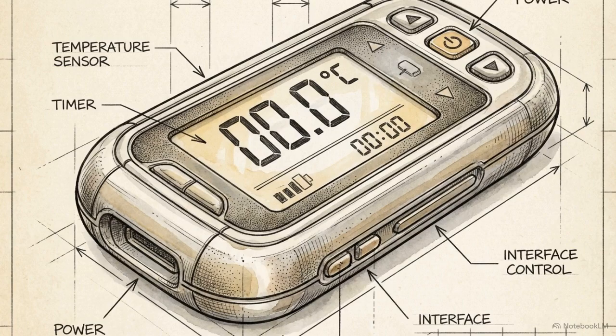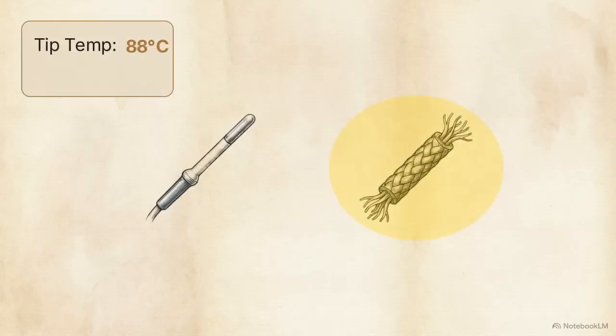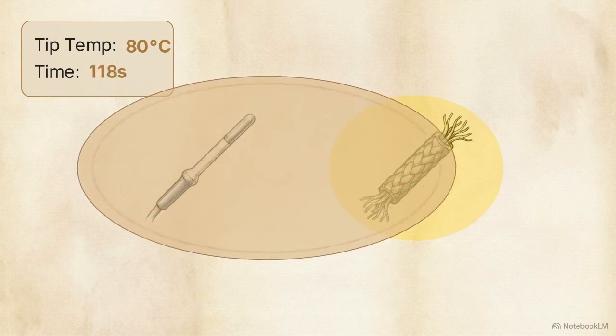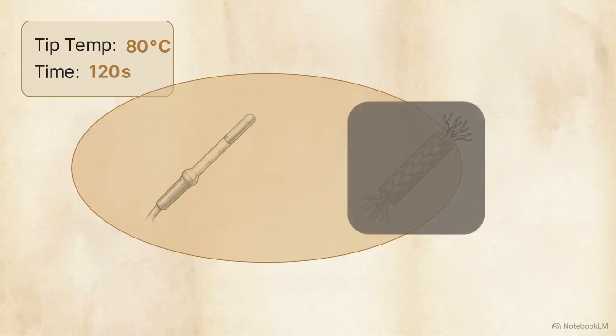However, physically touching the nerve is only half the equation. The applied temperature and time must be perfectly calibrated. Temperatures exceeding 90 degrees Celsius risk charring and vaporizing the surrounding tissue, which insulates the nerve and stops the ablation. The clinical sweet spot is maintained precisely at 80 degrees Celsius for 90 to 120 seconds.